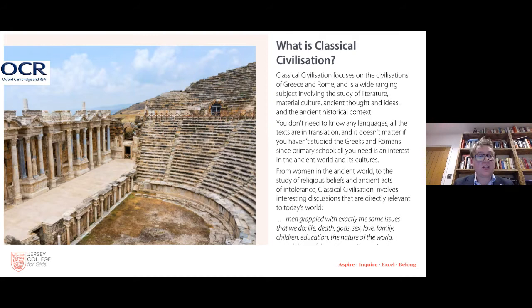And classical civilization essentially is a study of the culture of ancient Greece and ancient Rome. And I think one of the things that makes it quite distinctive and differentiates it from the majority of A-levels is that it takes a very cross-disciplinary or multidisciplinary approach. So it looks at those cultures through the lens of literature, art, archaeology, architecture, philosophy, and so on. So nothing is excluded. Any kind of evidence we can use to make sense of these cultures, we will explore.